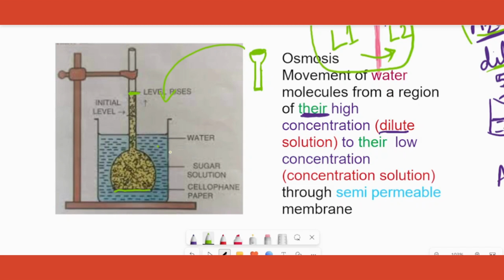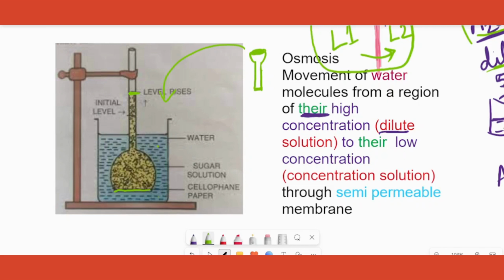What happens? Water starts moving because it has to do osmosis, right? So from where to where will water move? Water moves from where water is more. What's the other word for that? Dilute solution or higher concentration of water, to where water is less.